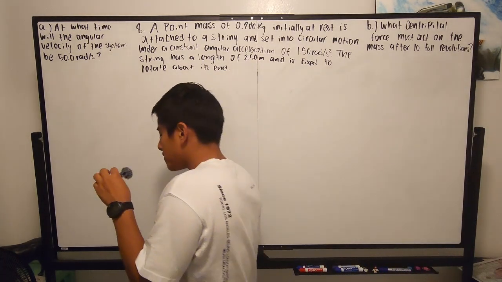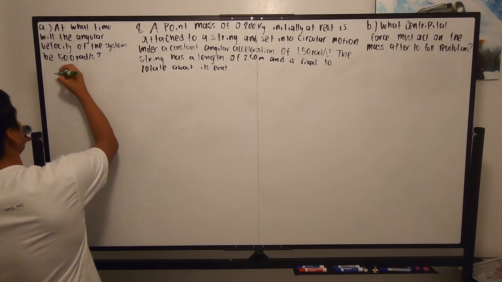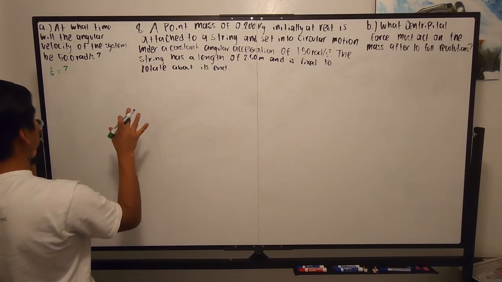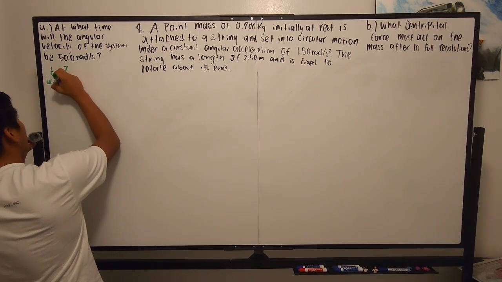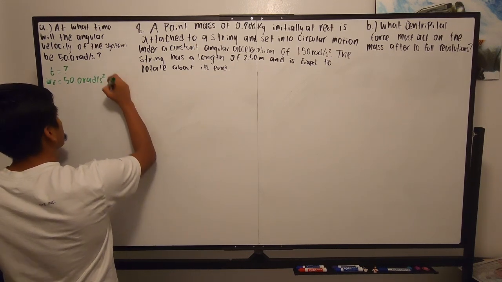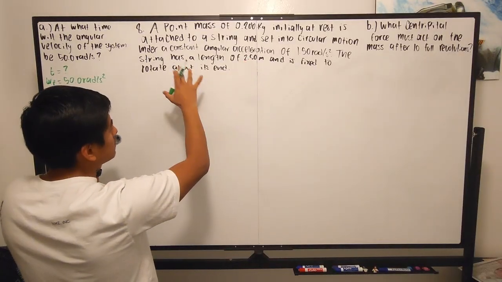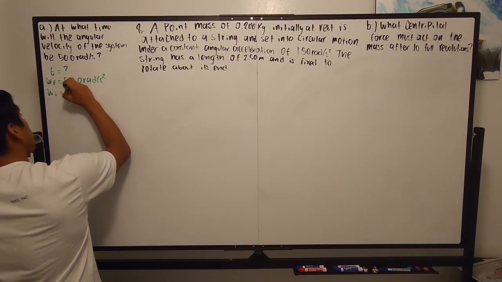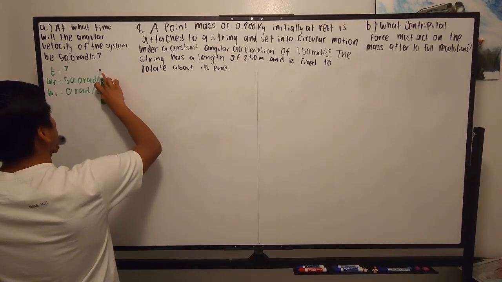So the first thing that I'm going to do is write down everything that I know. I know that I'm trying to find the time. I don't know the time, but I have a question mark there to show that that's what I'm looking for. I know that my omega final has to be this 50.0 radians per second. And I know that my omega initial, since this mass was initially at rest, is going to be 0 radians per second. That's not squared, that's just seconds.